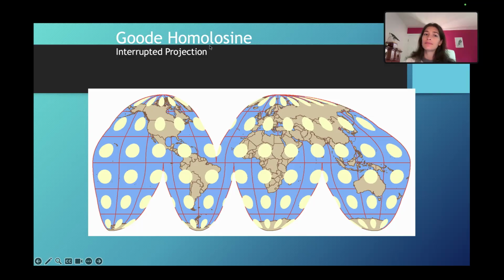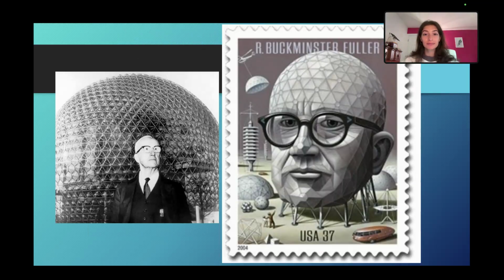Goode homolosine. It's an interrupted projection. This is one of the best visuals of that orange peel example, taking that 3D orange peel and trying to flatten it out. This is realistically what it might look like.